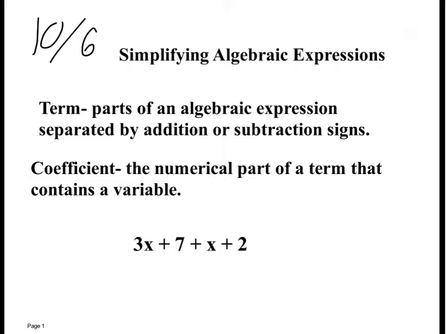Today we're going to be doing simplifying algebraic expressions. I'm going to give you a couple definitions you need to know. The first two are term and coefficient. The definition of term is parts of an algebraic expression separated by addition or subtraction signs. So if it asks you to identify how many terms are in this expression, what we do is we count. Here we have 1, 2, 3, 4. They're separated by addition or subtraction signs. Pretty simple. Everybody understand that? That is a term.